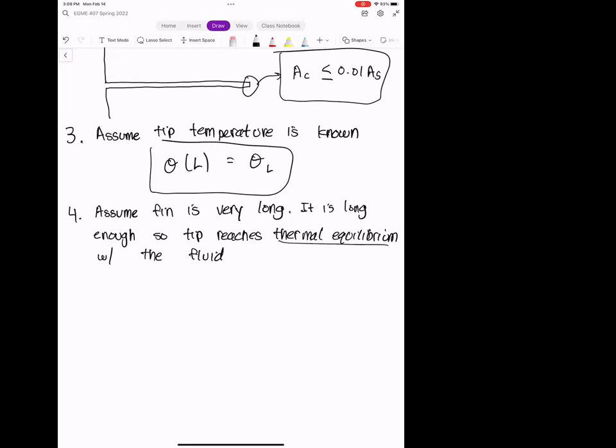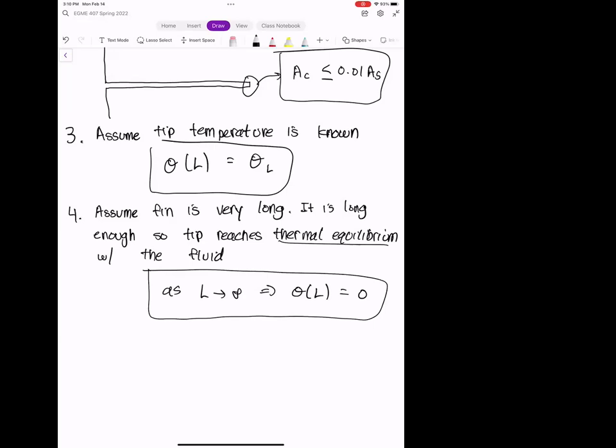And so in other words, in the limit when L goes to infinity, what we assume is that theta of L is equal to 0. Right? Because what does this tell us? Remember, theta here is excess temperature. And so if excess temperature is 0, what this means is that the temperature at the end of the fin is going to equal the fluid temperature.